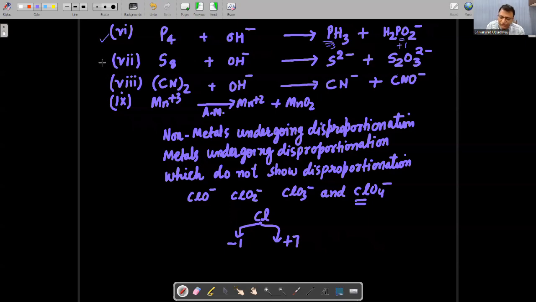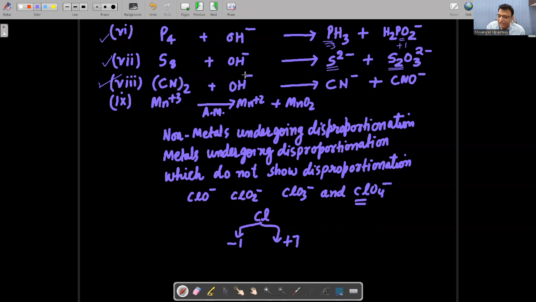In the same way, sulfur on disproportionation will convert into sulfide ion and thiosulfate ion. In sulfide ion, sulfur is in -2. In thiosulfate, sulfur is in +2 oxidation state. This is given in the back questions of NCERT.